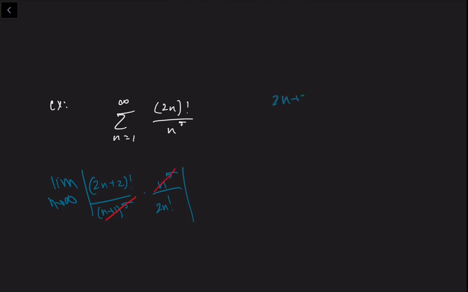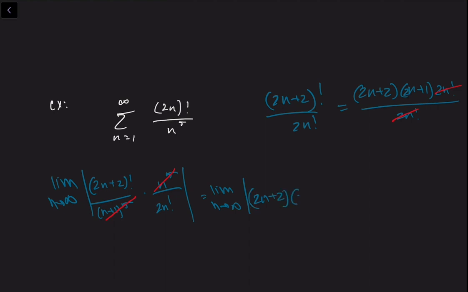And what does this factorial over this factorial turn to? Well, this will become 2n plus 2 times 2n plus 1 times 2n factorial. Just keep decreasing it until you can cancel something out. So all of that's just going to become the limit as n approaches infinity of the absolute value of 2n plus 2 times 2n plus 1. Plug in infinity, you're just going to get infinity. Is that an issue? No, because infinity is greater than 1.